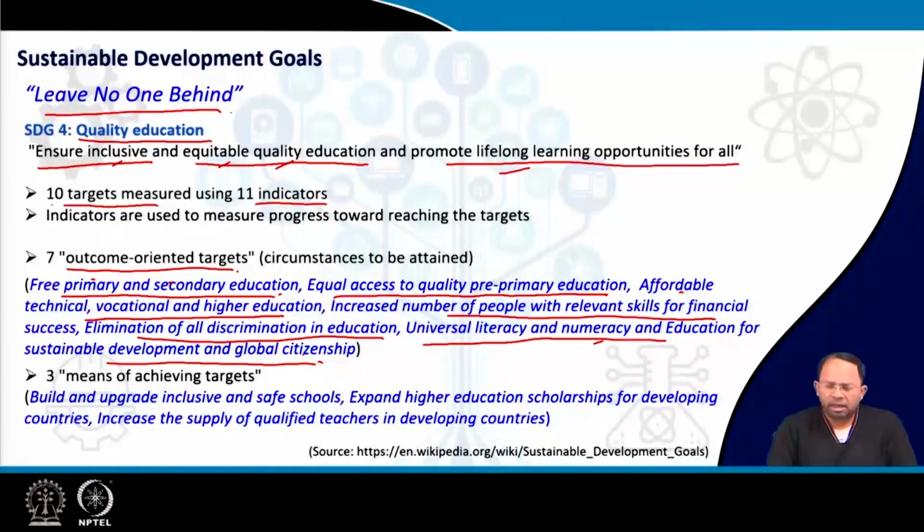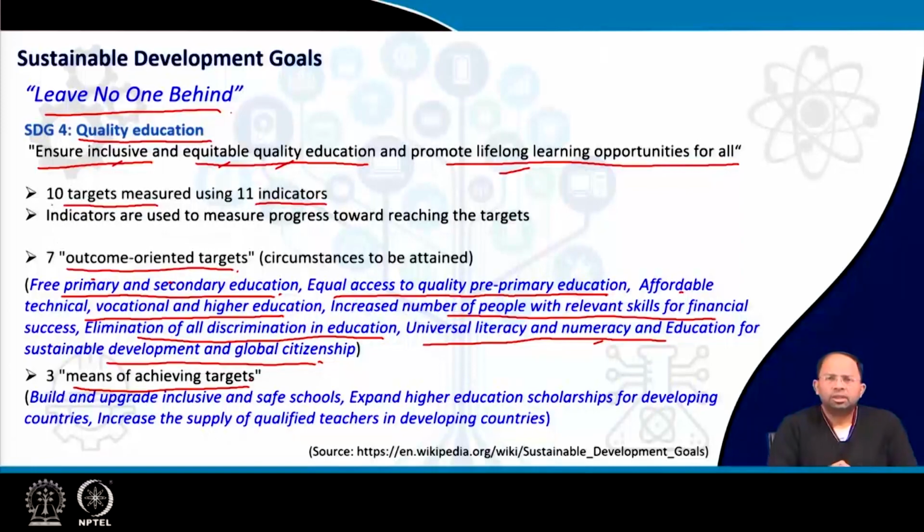So these are the 7 outcome-oriented targets, that is what we want to achieve, whereas there are 3 more additional targets which are also known as means of achieving targets. All the sustainable development goals that have been designed each have these 2 kinds of targets. One is based on what would be the final outcome, and the other is intermediate, how to measure some intermediate improvements, that is, the means of achieving targets.